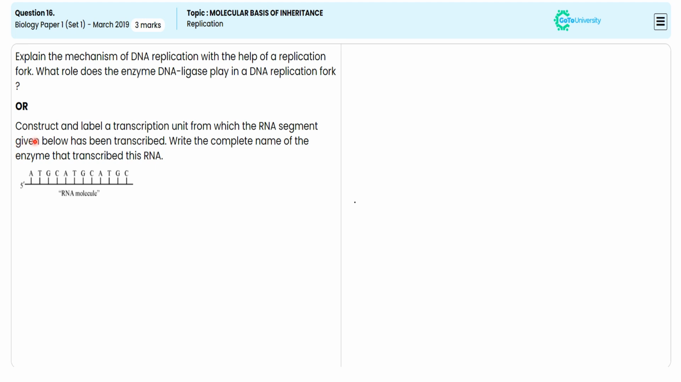In this 3-mark subjective question, they are directing us to construct and label a transcription unit from which the RNA segment given below has been transcribed, and to give the complete name of the enzyme that transcribed this RNA. For this, we give the detailed double helical DNA structure with the transcription components.